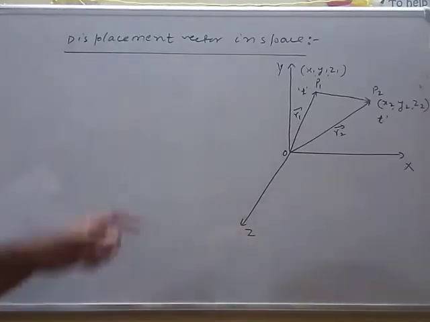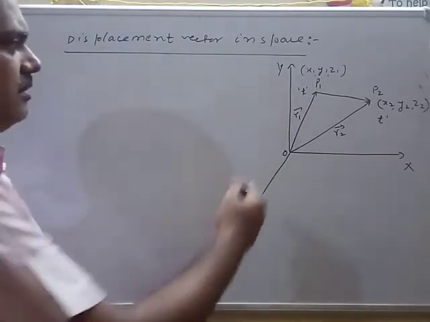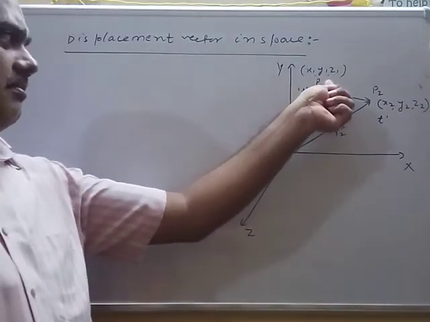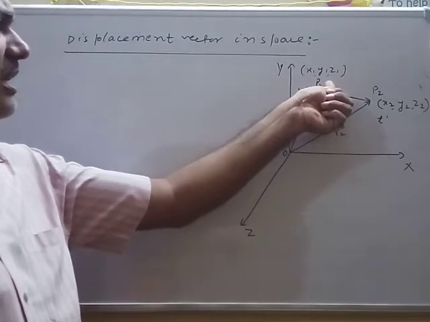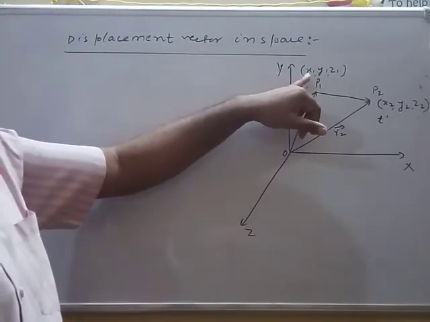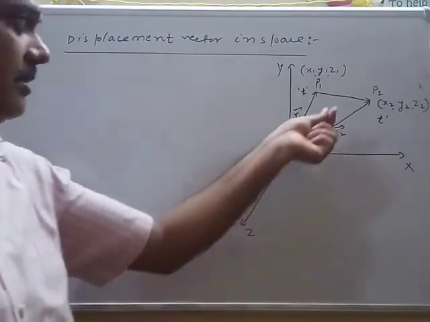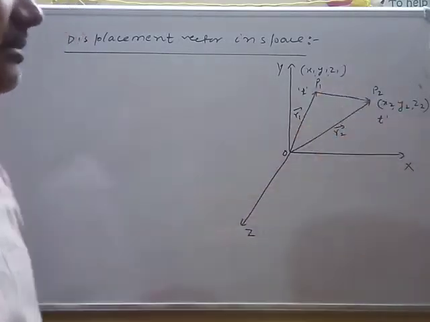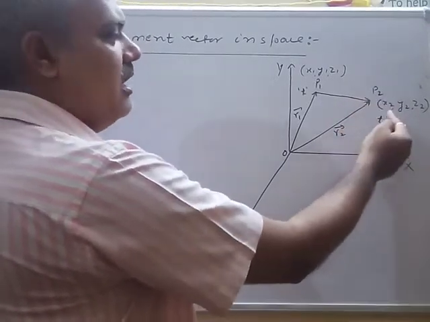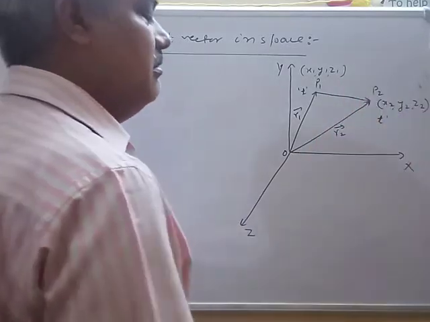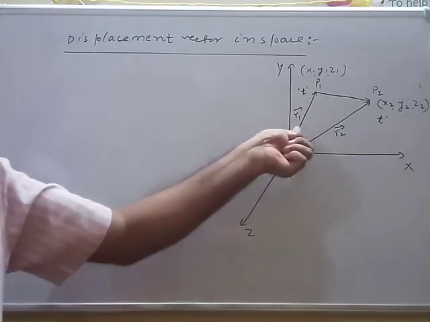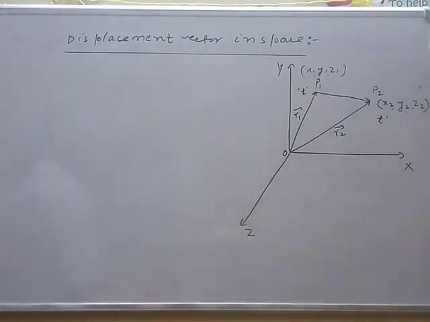Position and displacement vector in space. X, y, z coordinate axis. Let a particle be at point P1 at any instant of time t, having coordinates x1, y1, z1. After some time, that is at time t dash, it reaches P2 having coordinates x2, y2, z2 respectively. Let position vectors of P1 and P2 be r1 and r2 with respect to origin.